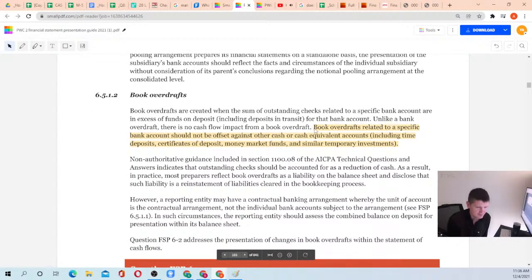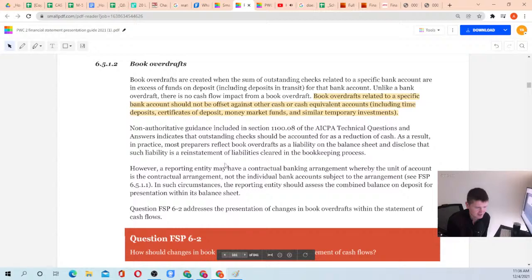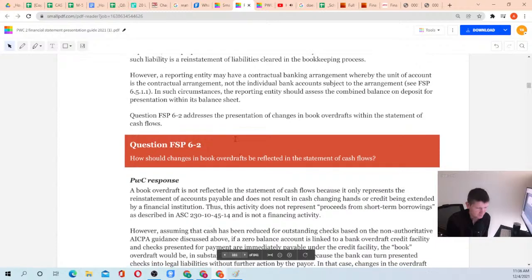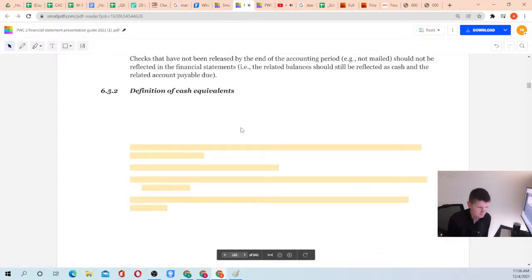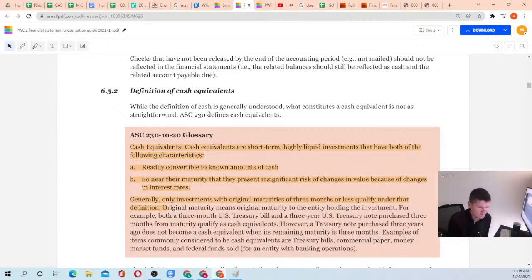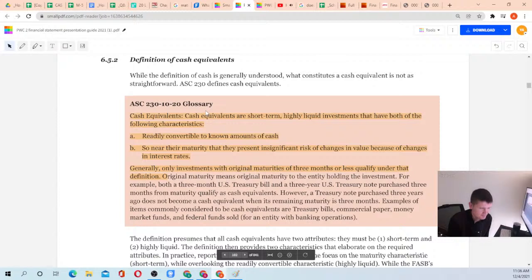Book overdrafts, it's when you wrote more checks than you have cash on hand. Usually that's a non-cash activity. And we also have cash equivalents. And I will also copy it here.